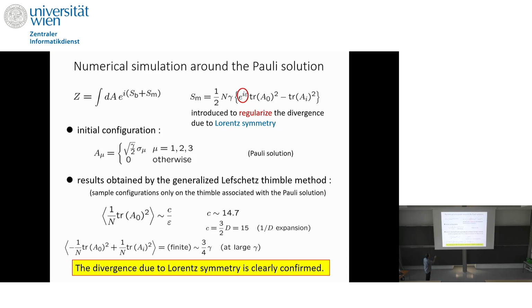And we have chosen the initial configuration to be the Pauli solution. This is our initial configuration, and we let the simulation go with this.